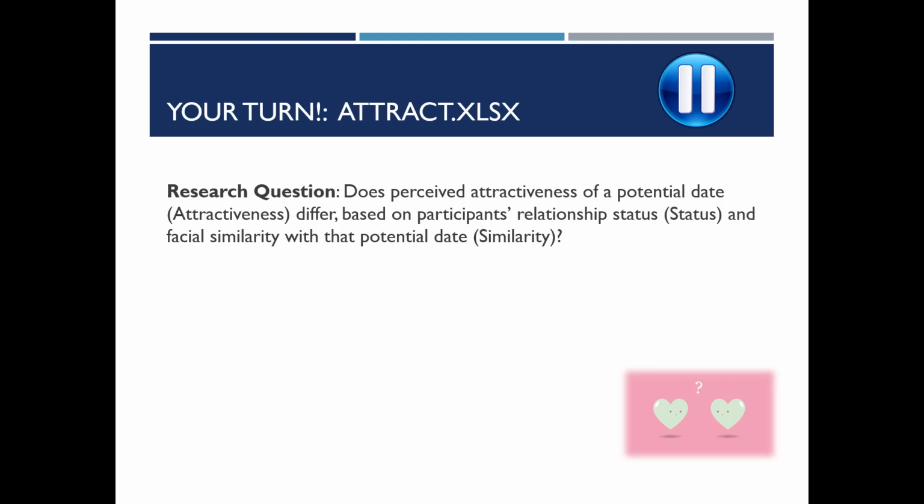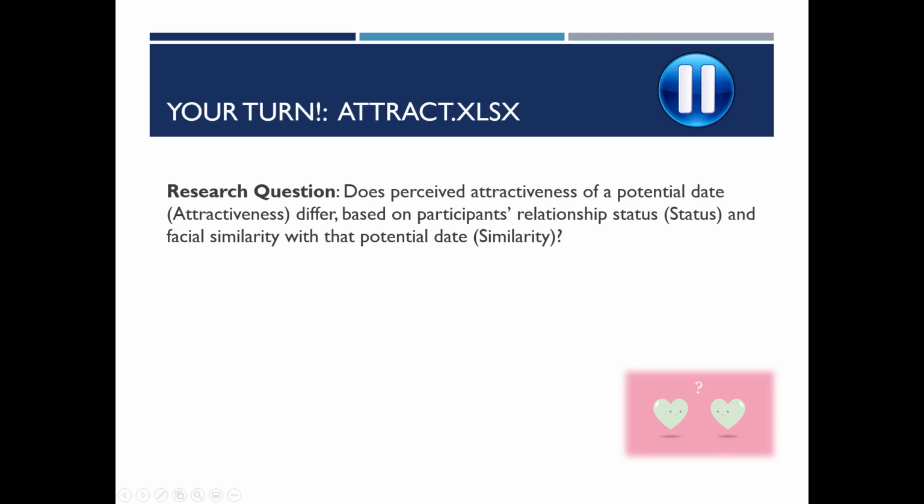And so drum roll please, do you know what's coming up? It's your turn! All right! And so this is your turn to get a chance to flex those wonderful RStudio muscles and do your two-way ANOVA. And so this is using the Excel data set called attract. And so the research question you're answering is, does perceived attractiveness of a potential date differ based on the participant's relationship status, whether or not they're single or in a relationship, and also their facial similarity with that potential date, and so high or low similarity.